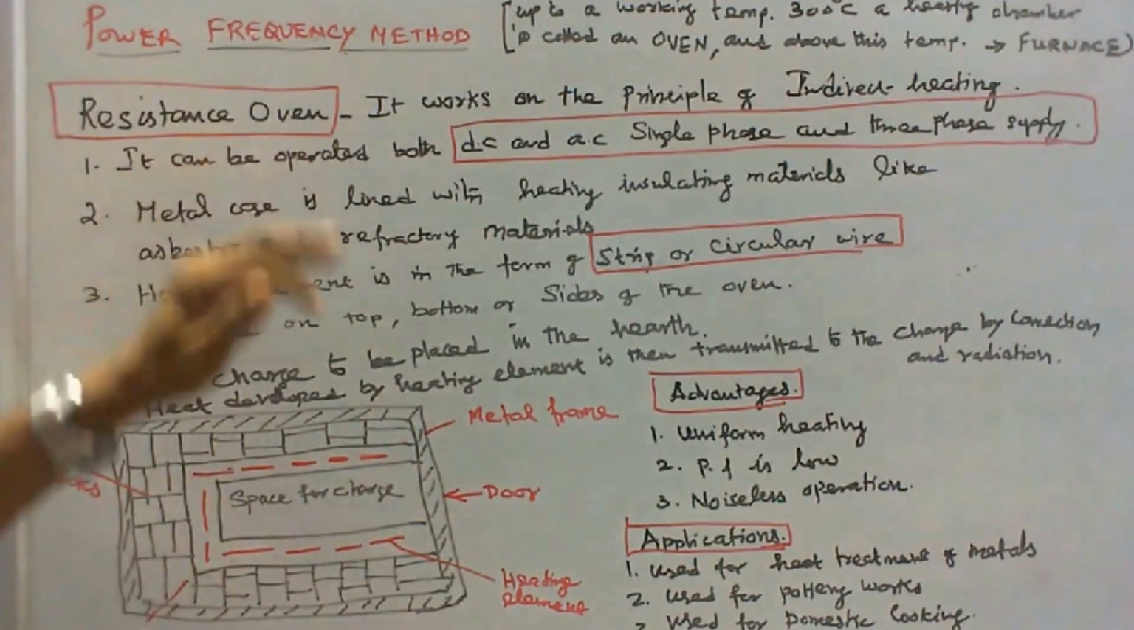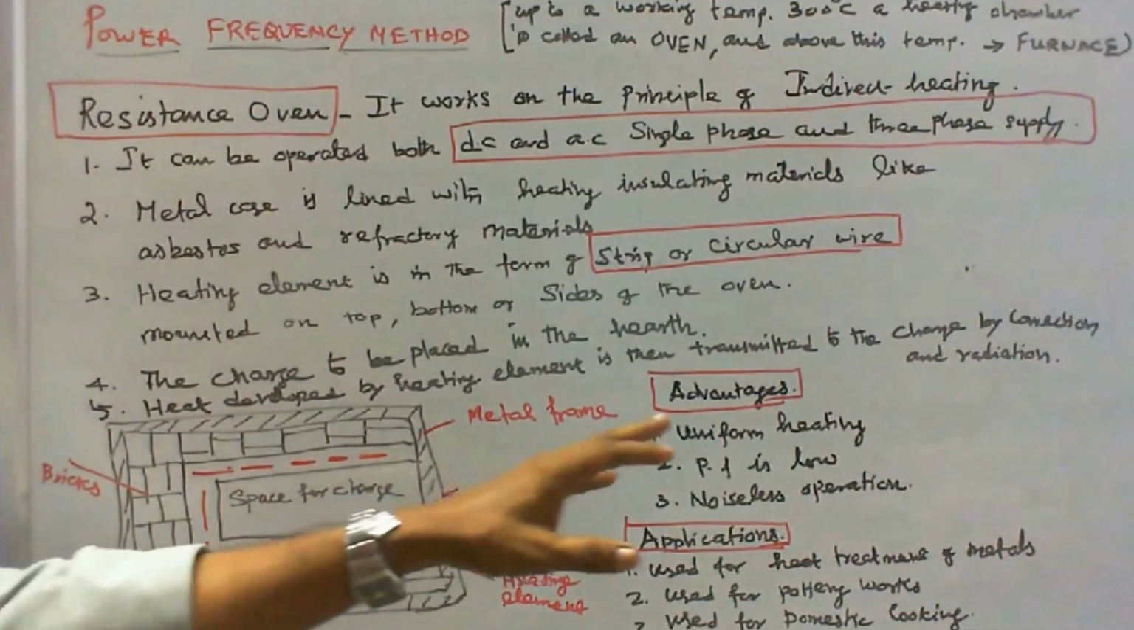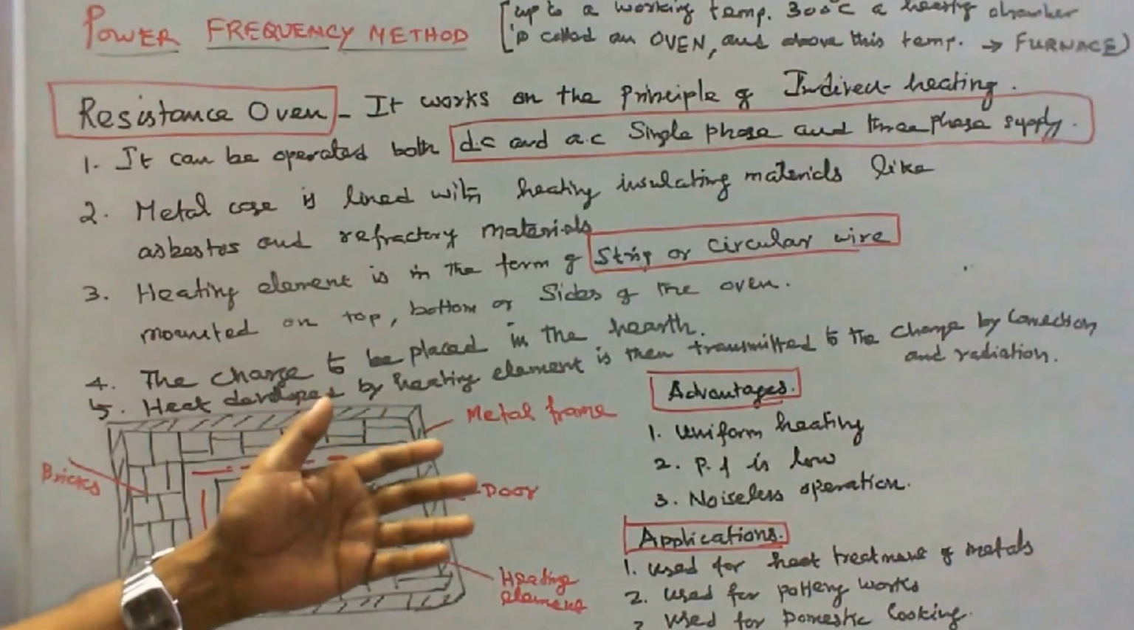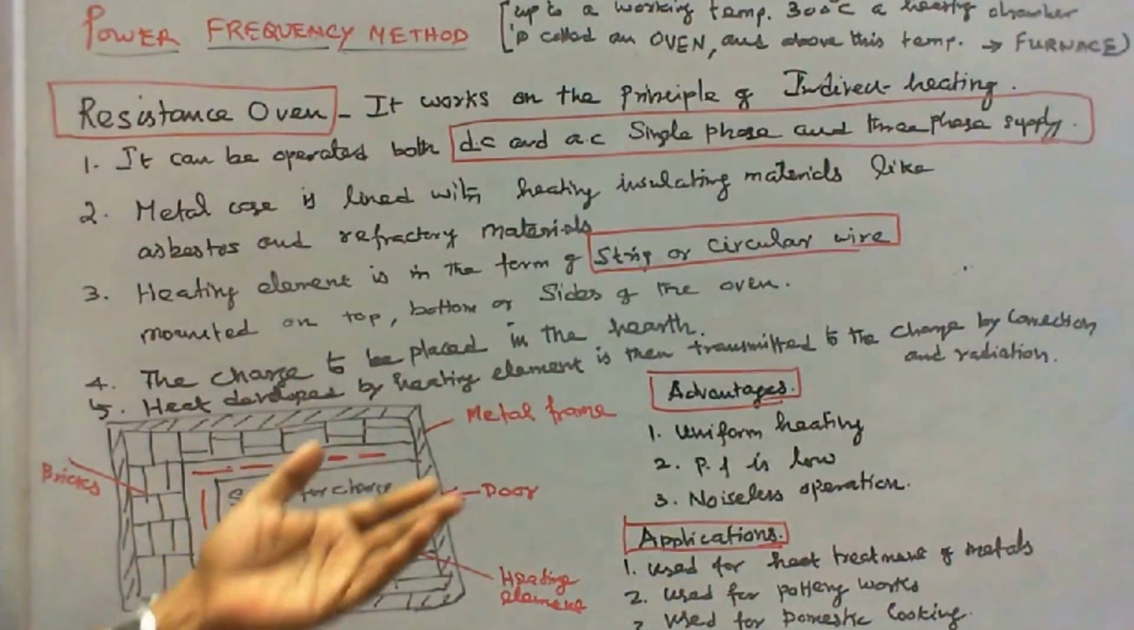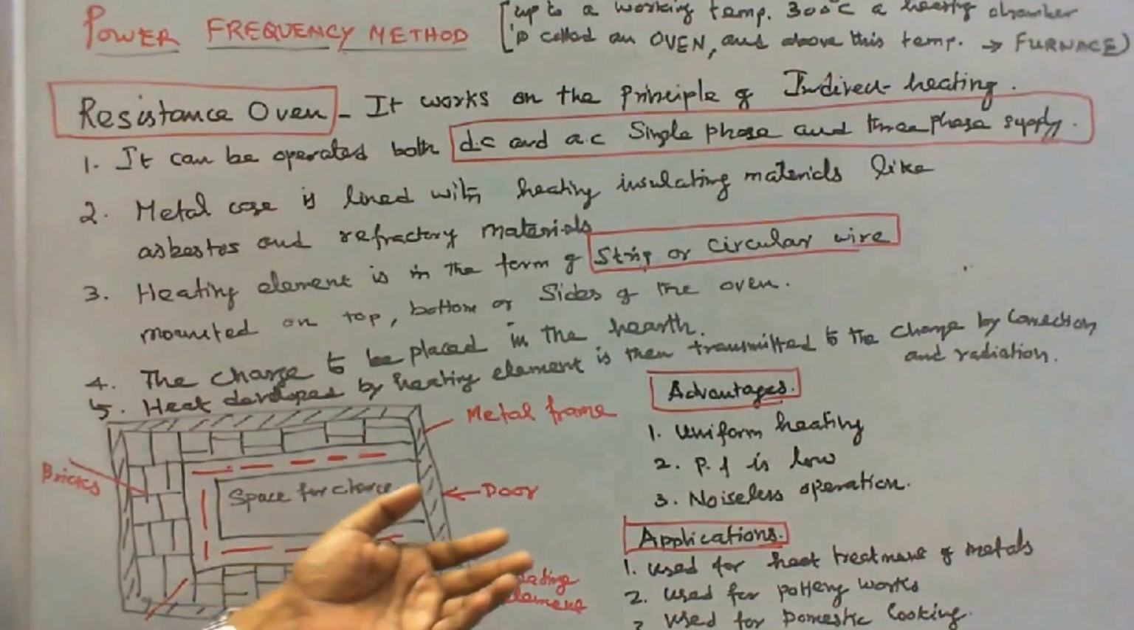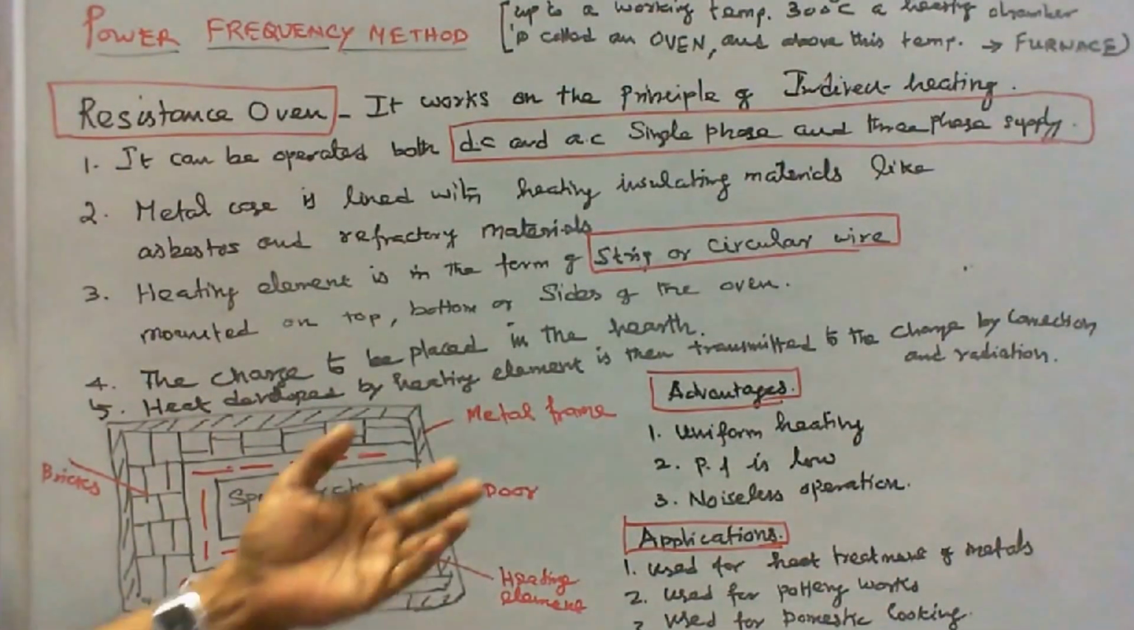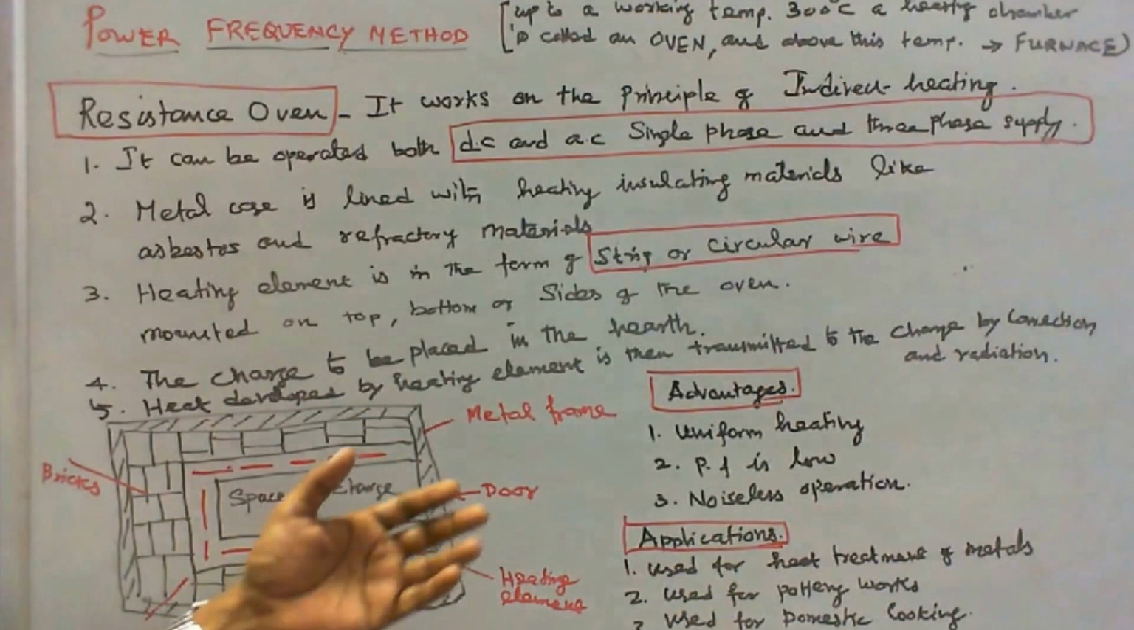The main advantages are uniform heating, low power factor, and noiseless operation. The main applications are heat treatment of metals, pottery works, and domestic cooking.